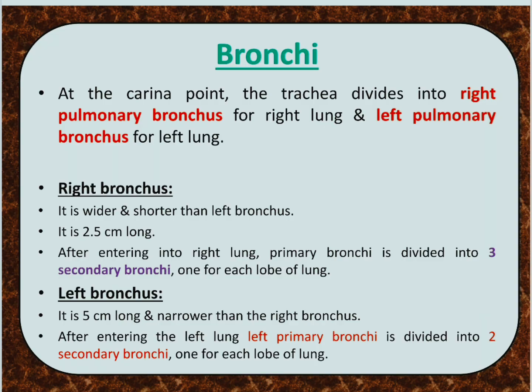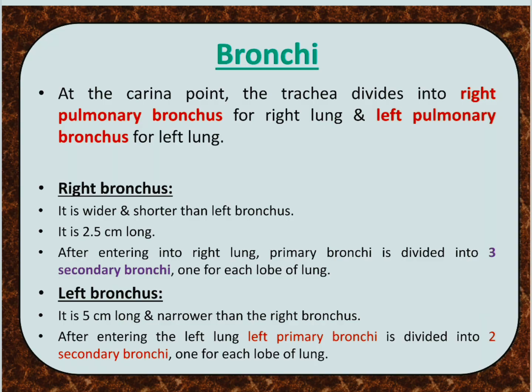It is 2.5 centimeter long. After entering the right lung, the primary bronchus is divided into three secondary bronchi, one for each lobe of the lung.